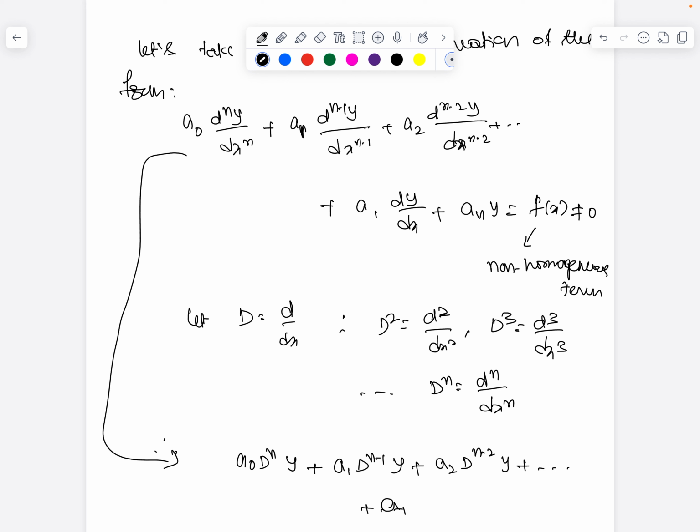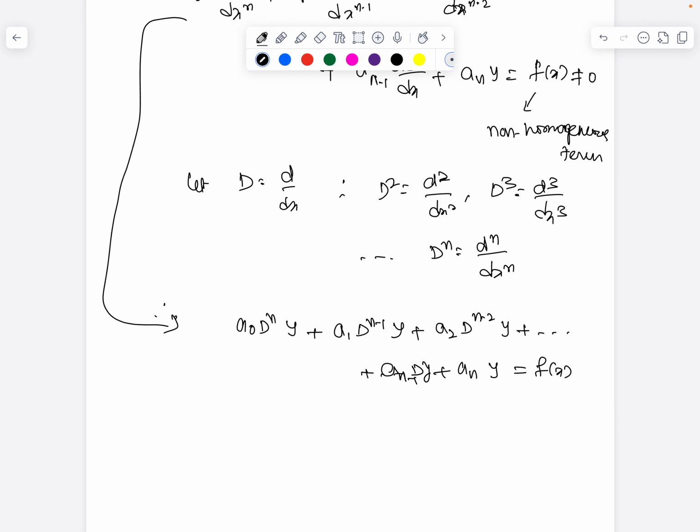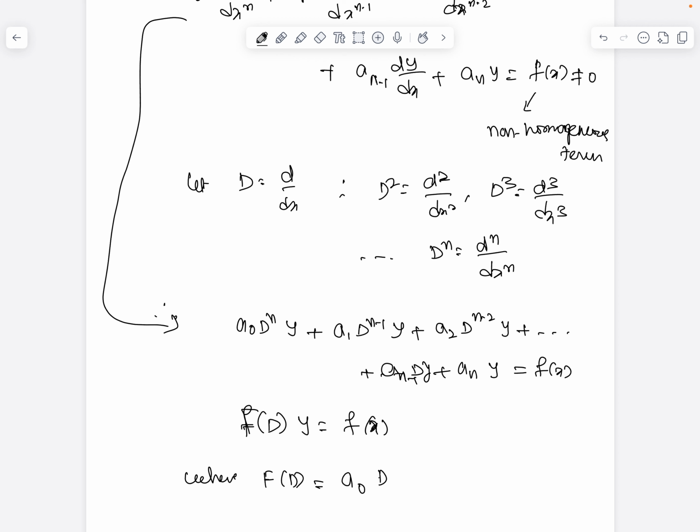We'll have a1 into D plus a(n minus 1), actually this must be a(n minus 1) into D plus a n into y equal to f of x. Equivalently, the same can be represented in the form F of D into y equal to f of x. That is where capital F of D is nothing but a0 D to the n, a1 D to the n minus 1, plus and so on, plus a(n minus 1) into D plus a n.